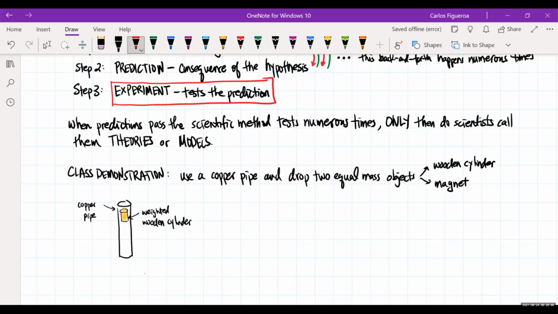And so what I'm going to do here is let it fall. So it's going to drop, it's going to come all the way down, and it goes all the way through here. So what you're seeing here is that this dropped cylinder takes about half a second to fall through.